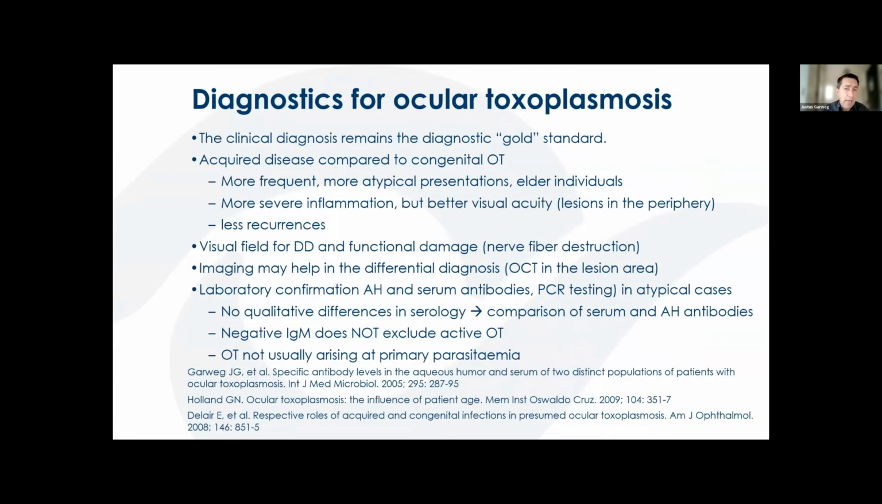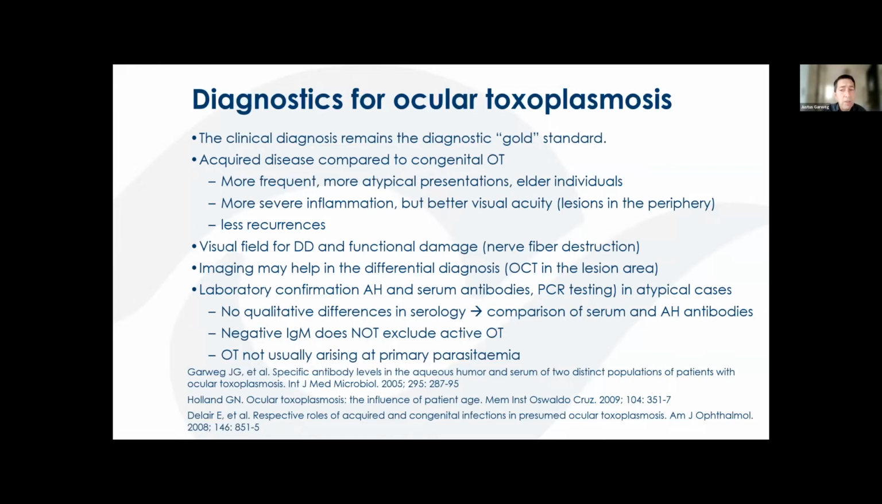To summarize, the clinical diagnosis remains the diagnostic gold standard. Acquired disease compared to congenital toxoplasmosis is more frequent, more atypical presentations are found, namely in elderly persons. More severe inflammation but better visual acuity is the normality in acquired disease, because the lesions are not in the macula but outside the posterior pole, and also in acquired disease you have fewer recurrences. Visual field, for the differential diagnosis as I have shown to you, and functional damage because of the nerve fiber layer destruction may help you differentiate toxo from other sources of chorioretinitis.